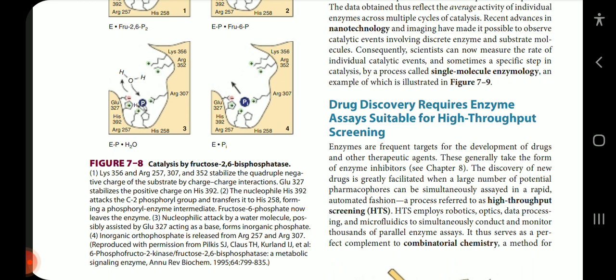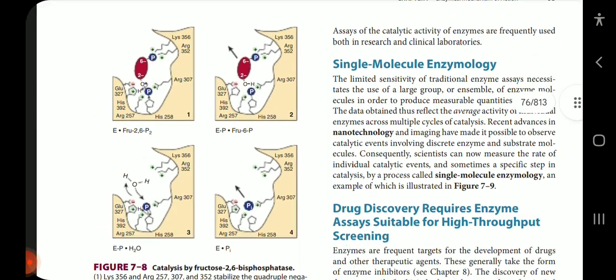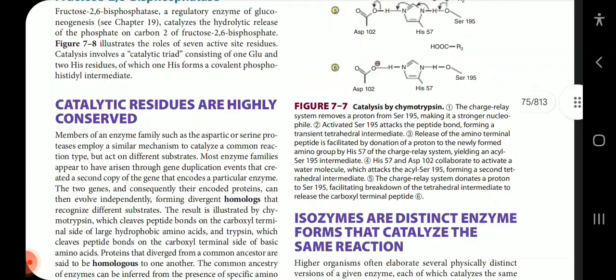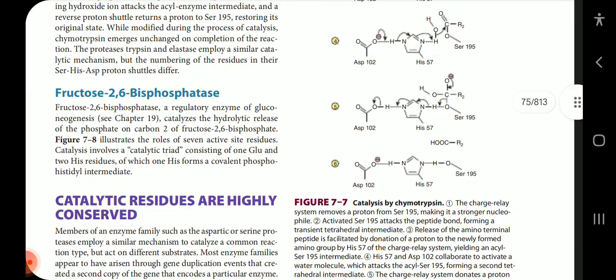In the third figure, we can see the nucleophilic attack by a water molecule, possibly assisted by Glu 327, which acts as a base, forming inorganic phosphate. In the fourth figure, we can see inorganic orthophosphate is released from arginine 257 and arginine 307. Okay. So now coming back, this illustrates the role of 7 active site residues and here we can see the catalytic triad.